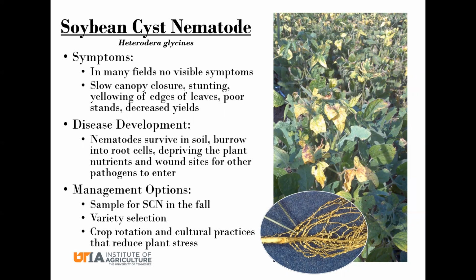which is why I mentioned earlier that soybean cyst nematode is commonly associated with causing a synergistic relationship with sudden death syndrome, meaning that when those two pathogens are present at the same time in a field, you're going to have increased disease severity. For SCN, it's really important that we're sampling for soybean cyst nematode in the fall, and you can do that by taking soil samples and sending them to us, and we can have those screened for you for a small fee. Looking at resistant varieties again, and again, utilizing crop rotation and cultural practices that can reduce plant stress.